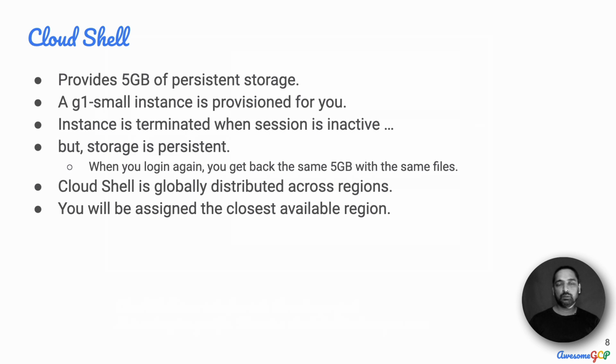A few more things about Cloud Shell. There is about 5 GB of persistent storage within Cloud Shell. A small G1 small instance VM is provisioned for you. It is active while there is an ongoing session, and when the session is inactive for a certain period of time, the instance is terminated. But the storage is persistent, which means that when you establish the session again, you get back the original Cloud Shell with the same files that you had before.